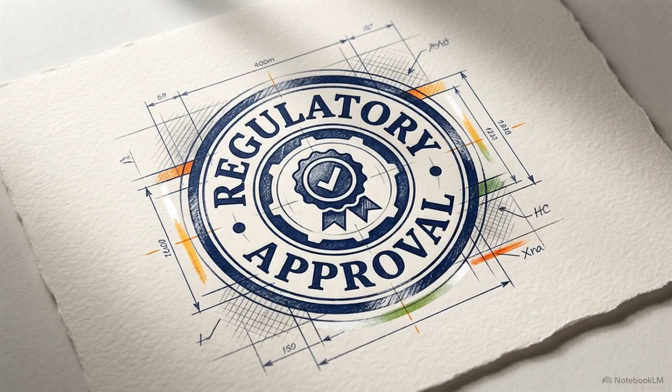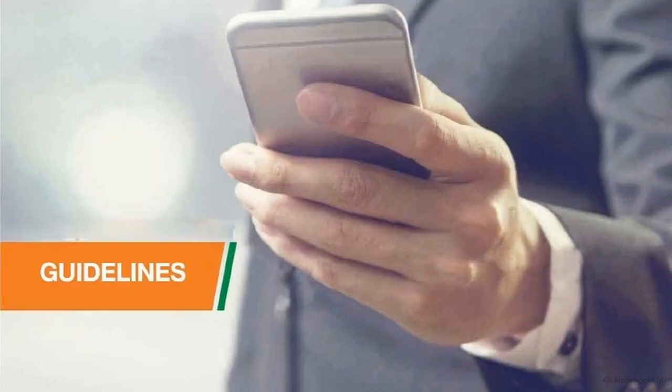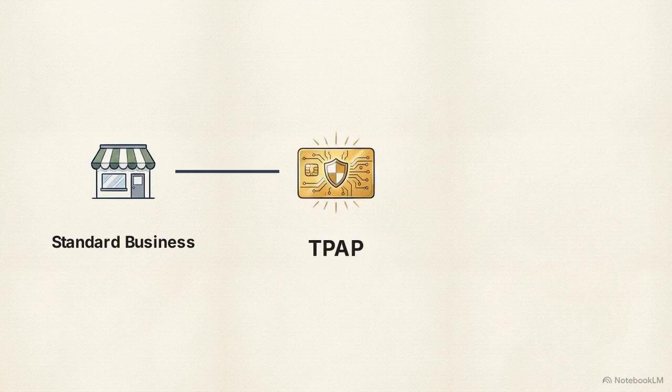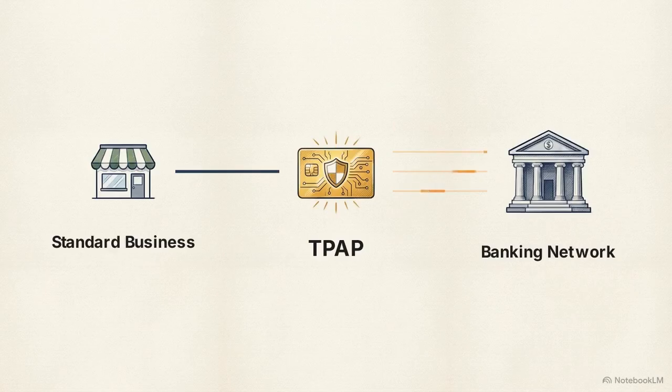the National Payments Corporation of India, or NPCI. This guidelines document dictates the terms of entry. Gaining access to the network requires a methodical 5-step registration master plan. Registering a standard business is only the preliminary phase. The actual target is securing a third-party application provider, or TPAP license. This specific credential gives your software the legal clearance to connect directly to the banking network.